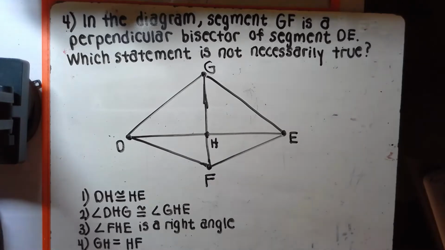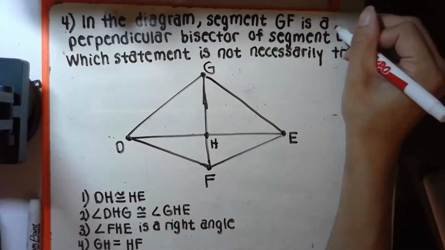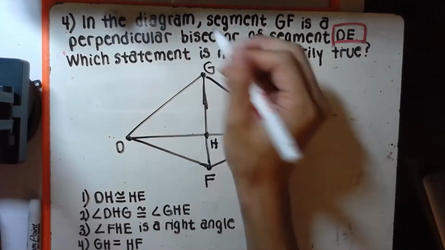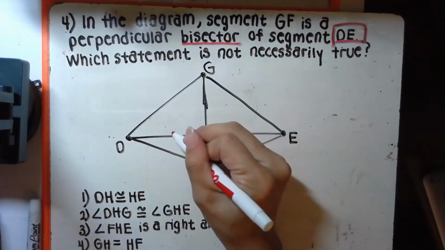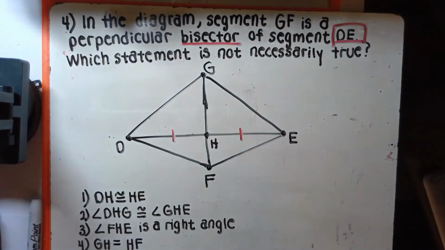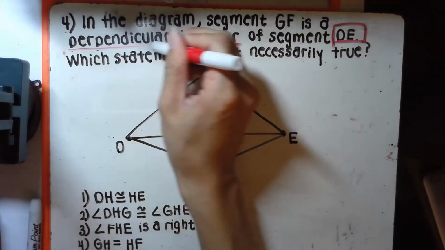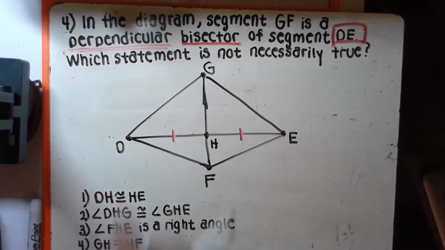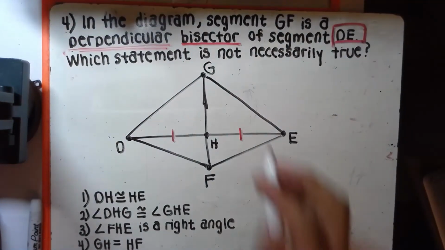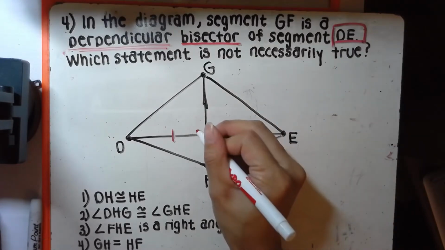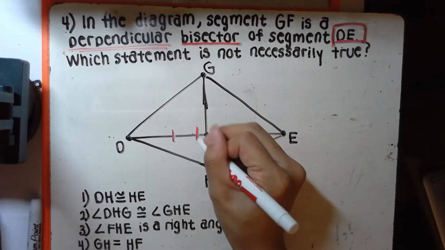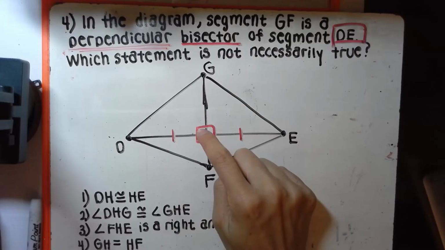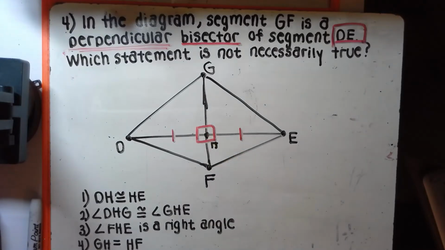And so when it's being bisected, the second part here, DE is actually being cut in half. It's bisected. And also, there's an extra part here that says it's a perpendicular. So GF is a perpendicular bisector, which means that DE is actually going to form right angles. So it's going to form right angles here, here, here, and here.